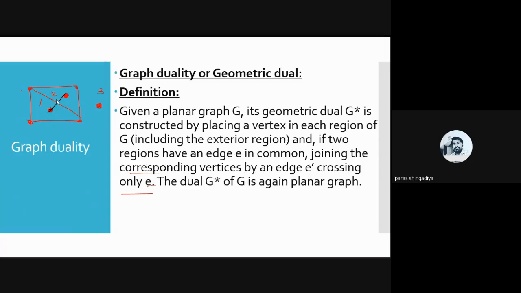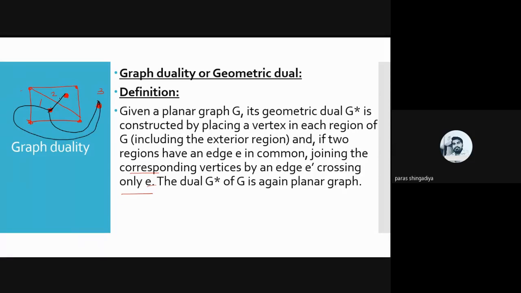Okay, and similarly regions 1 and 3 are also adjacent. This whole third region is the exterior boundary, so you have to consider all sides of the graph to check the adjacency relation. So 1 and 2 are adjacent by this below edge. Cross this edge and connect 1 and 3. Similarly, 1 and 3 are also adjacent by this left hand side edge. So connect 1 and 3 and cross this edge.